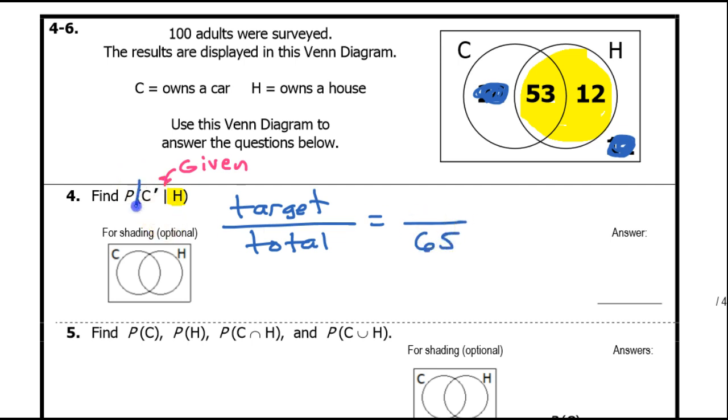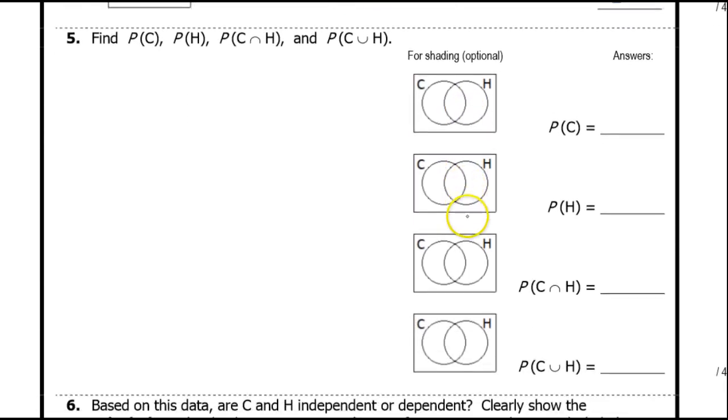Now, the target is going to be this part right here, not C. So which of these numbers represent not C? Well, 53 represents the remaining car drivers. So not C will be the 12. So this is the target. So we're going to have 12 out of 65. So that's going to be the final answer. You could reduce this if you wanted to, but I'm just going to leave it as 12 over 65 for now. Actually, would this reduce? Maybe not. Okay, moving on to number 5.